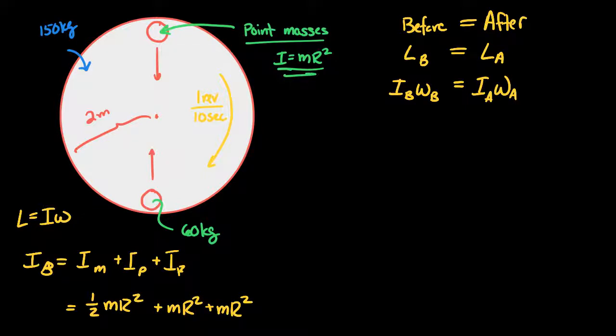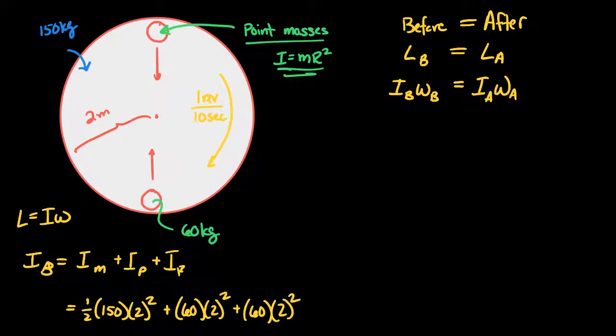So now I'm just going to drop the numbers in because we have some numbers to work with here. So starting with the disk, I'll have 1/2 times 150 times 2 squared plus person 1, which is 60 times 2 squared, plus the other person, which is 60 times 2 squared.